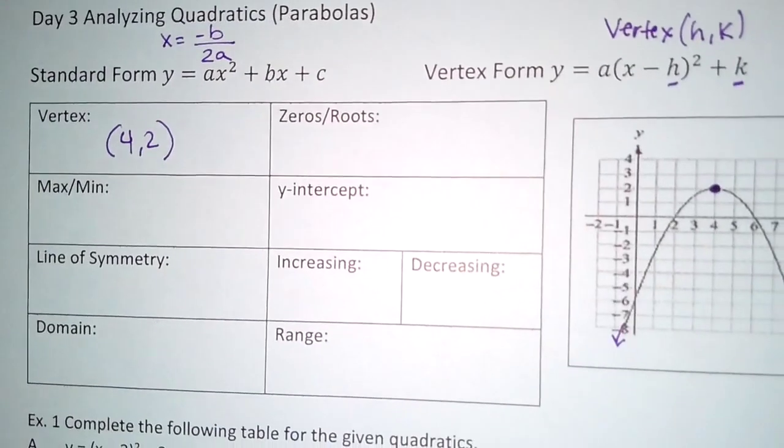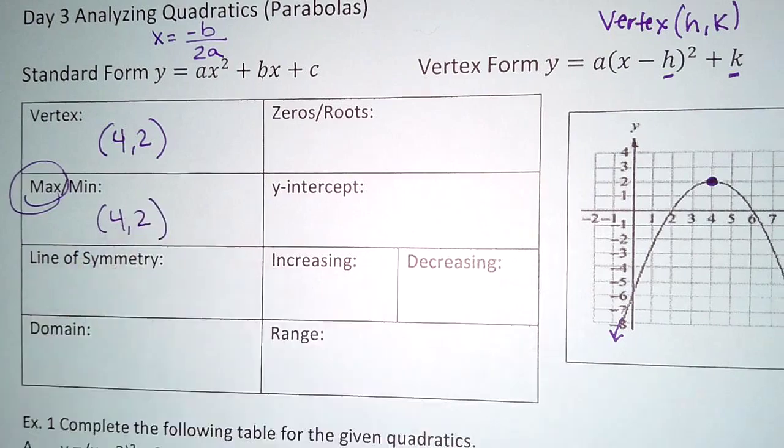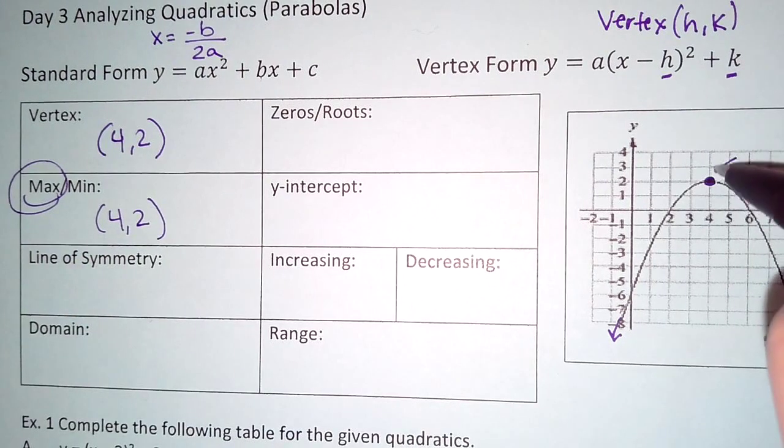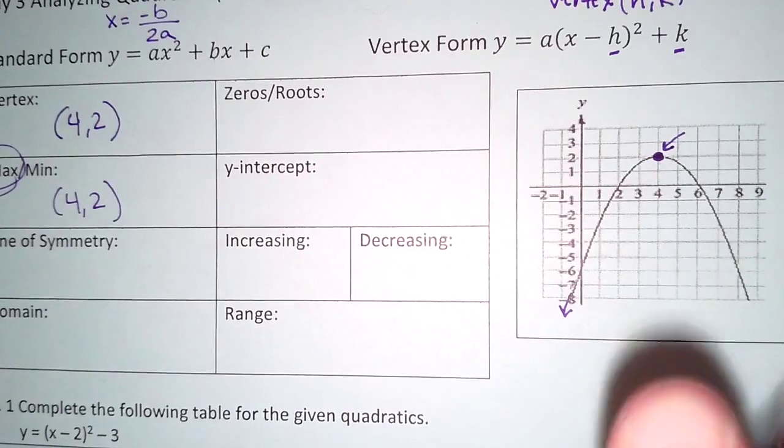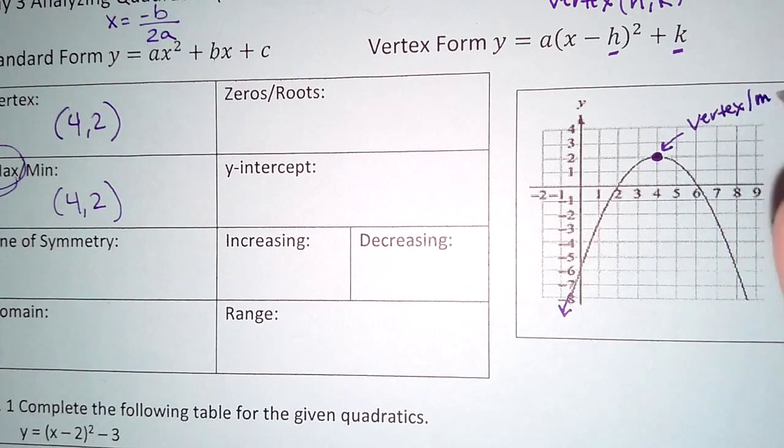Is that the highest point or the lowest point? Highest, so we also call that a maximum. 4, 2. So you may want to lightly label stuff on our graph. So vertex / max.